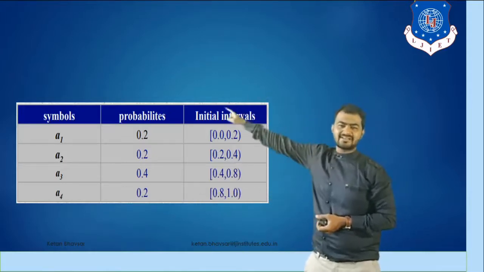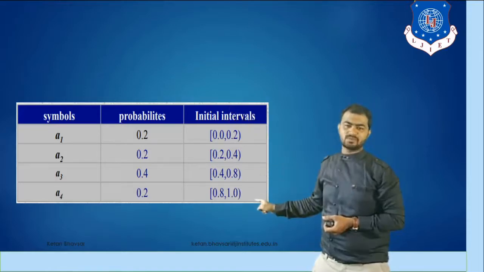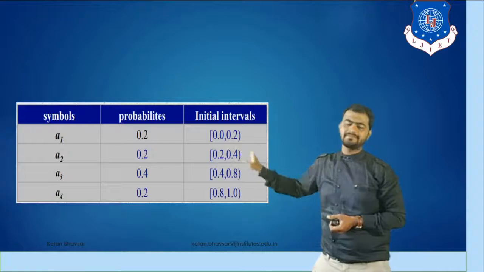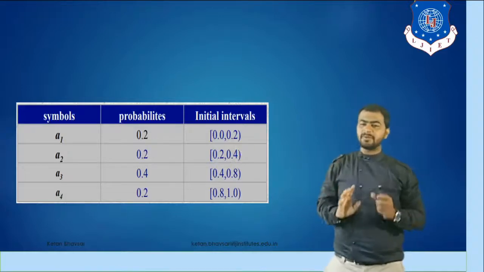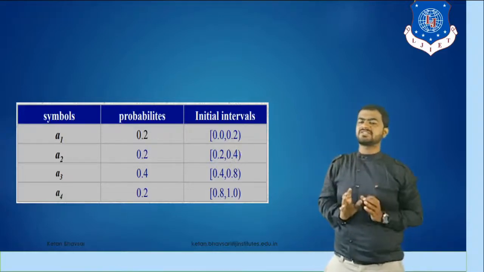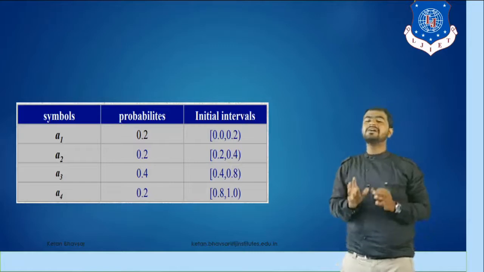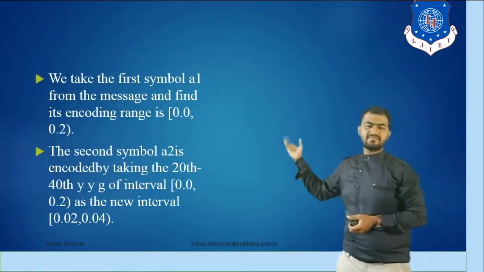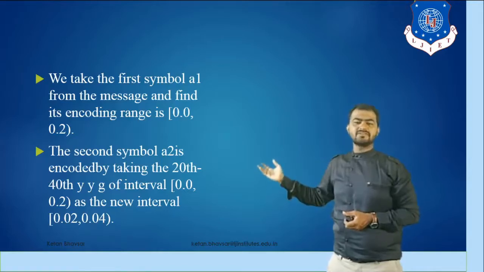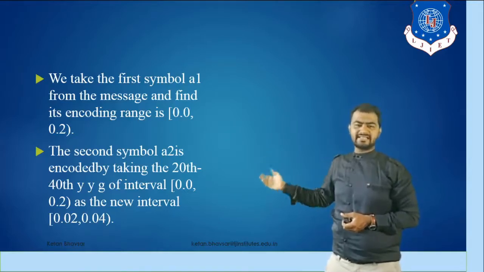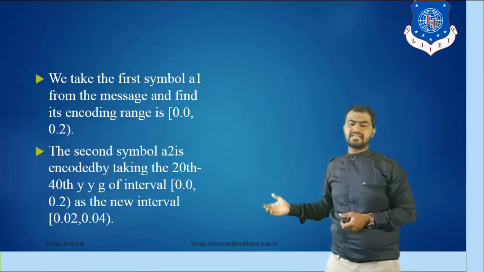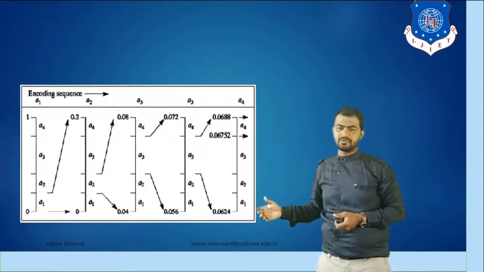Make sure that the starting value is 0.0 and the ending value is 1.0, with a square bracket on this side and a curved bracket on this side. These are the notations for arithmetic coding whenever we work in image processing or compression based applications. So we take the first symbol, as I already explained in the previous slide, and then we apply the encoding to the interval from 0.0 to 0.2.